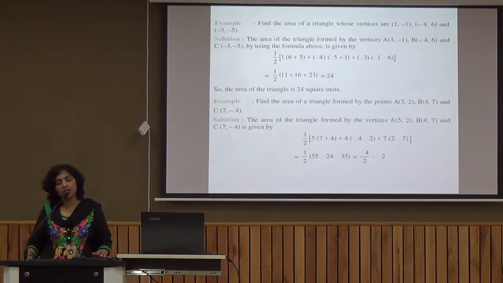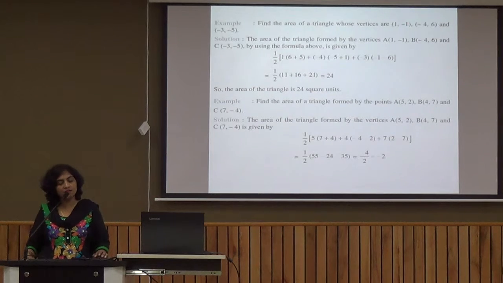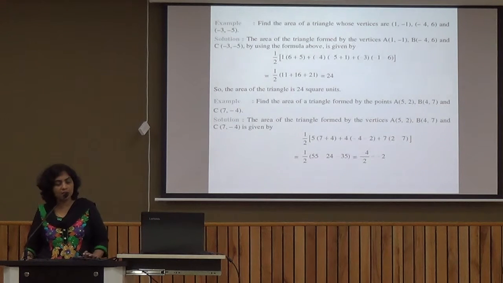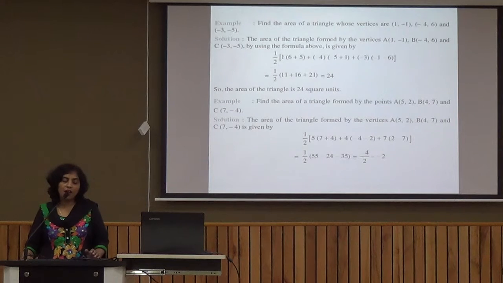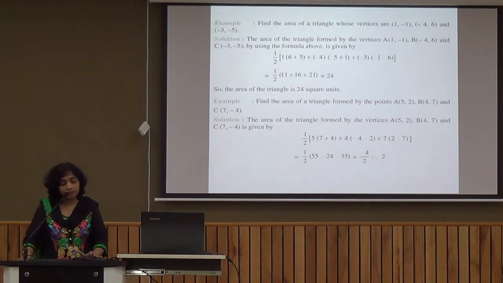We have to find the area of the triangle whose vertices are (1, -1), (-4, 6) and (-3, 5). So we take the first coordinate as A, second as B and third as C. And using the formula, we get half into [1 into (6 plus 5) plus (-4) into (-5 plus 1) plus (-3) into (-1 minus 6)]. Solving this, we get the area of the triangle as 24 square units.